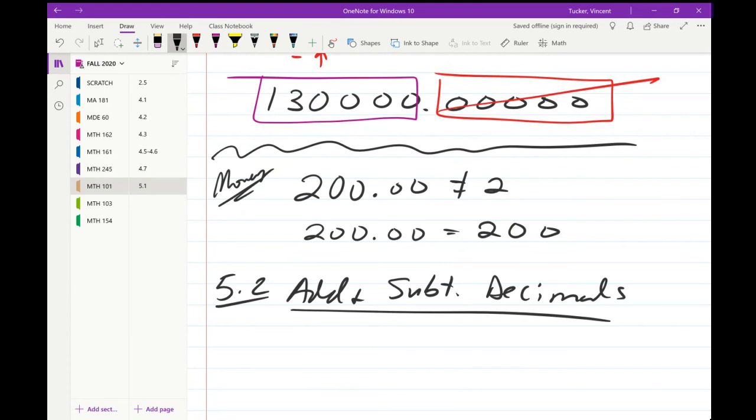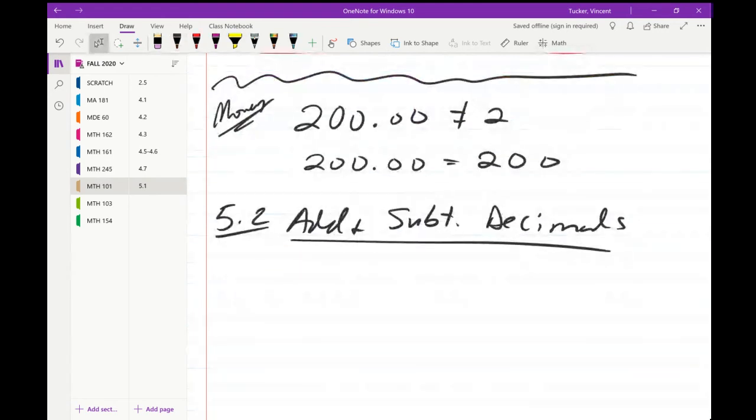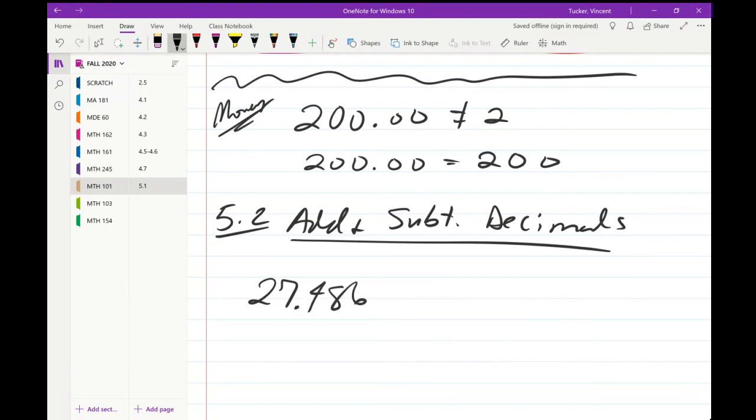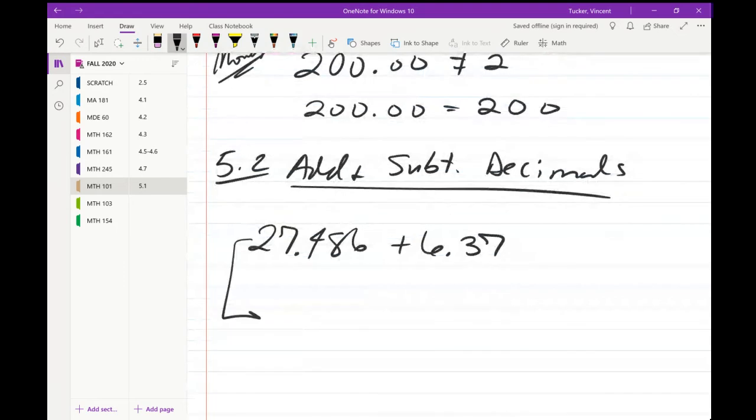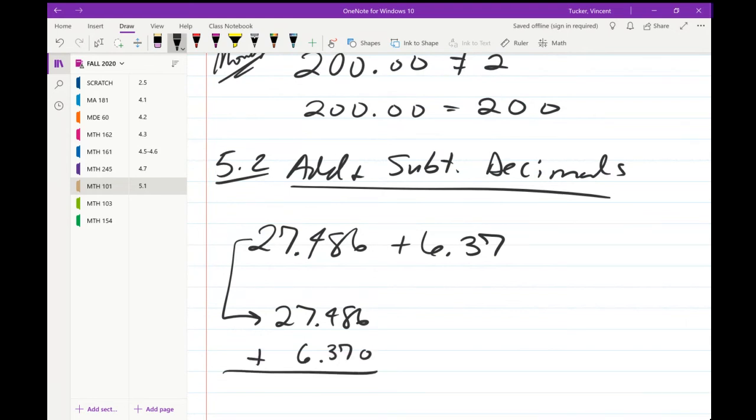So the next section, 5.2, which is the last section on the second test, is adding and subtracting decimals. Once again, when you do your test, make sure you send me your scratch work because, of course, you could easily just use the calculator, but I want at least to have proof that you wrote stuff down. It's hard to proctor in this season.